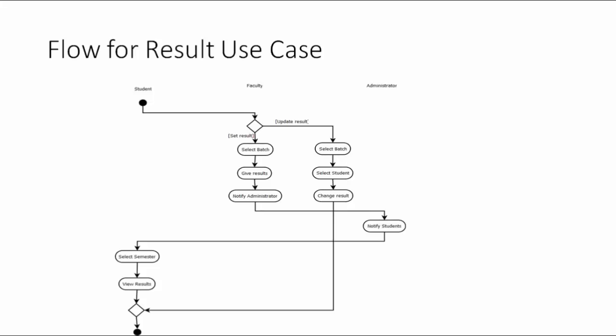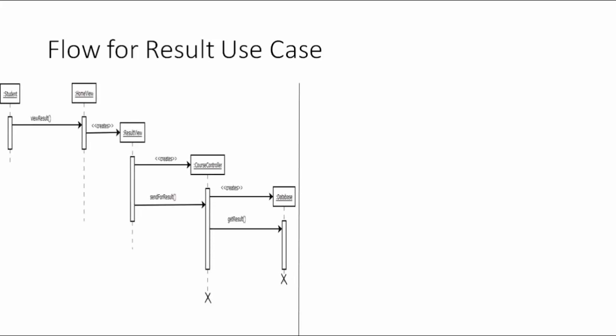Now first, faculty is also having two options, to set result and update result. If he wants to set result, then faculty will select the batch, will give the result and will notify the administrator. If faculty wants to update result, then he will select the batch, he will select the student and will change the result. Now the administrator will notify the students that okay, your result is generated. Next is student. The student will select the semester and will view all the results.